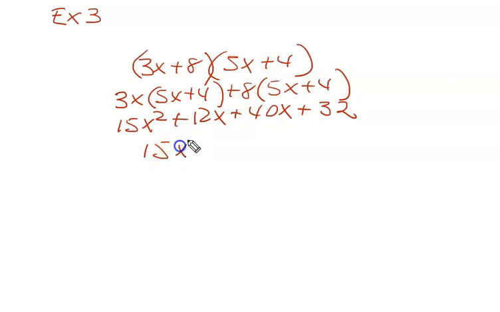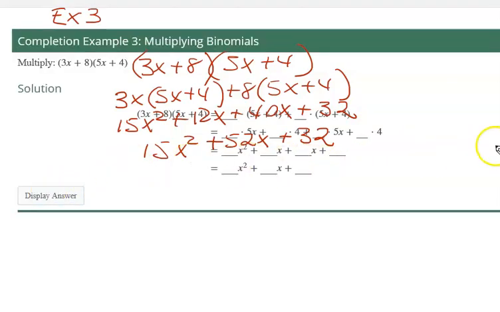Now notice our middle terms are like terms. So 15x squared plus 52x plus 32. And checking it out, we want to display the answer. And let's see what comes up here. Oh, there it is. 15x squared plus 52x plus 32. We did well. Okay.